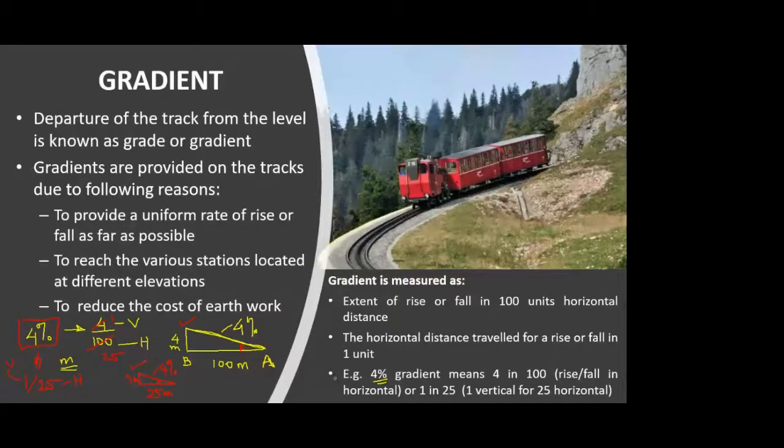So you saw that a single gradient, a 4% gradient, you can express in two ways because it was divisible. So just keep in mind that always a gradient is expressed as 1 is to something, and if it is 1 is to something, then that 1 is vertical and that something x is the horizontal. So it is always expressed as vertical is to horizontal.